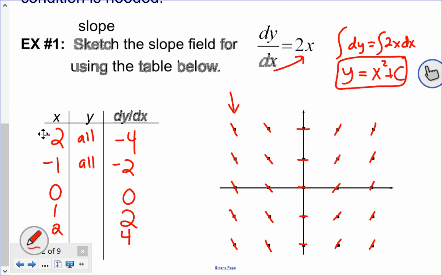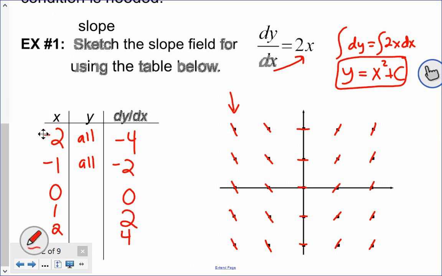Well, if you look at this graph, you should be able to see how there would be a bunch of parabolas there, and that would totally make sense. That would be y equals x squared plus c. This is a parabola that goes up and down, and the plus c simply moves it up and down. So you can see the general shape if you look at the way the tangent lines are going there.